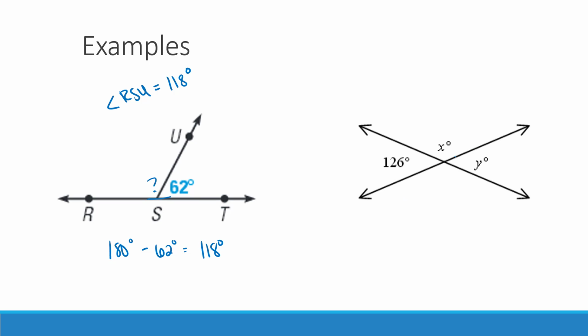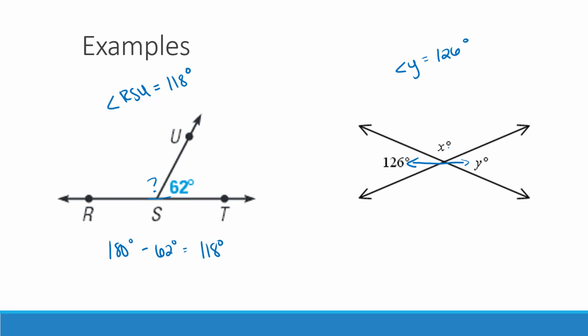Now we're trying to figure out both X and Y. If you have intersecting lines, the easiest place for you to start is the angles that are opposite from each other. So 126 and Y are opposite from each other. If they're opposite from each other, that means they are the same. So we know that angle Y is equal to 126 degrees.